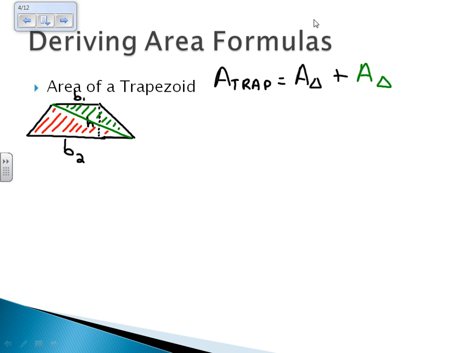Can you guys see the red on the screen? It doesn't really come up very well. Oh, especially since it came up black. Whoops. That should be red.